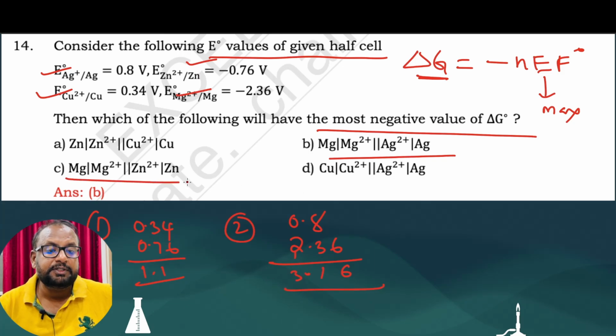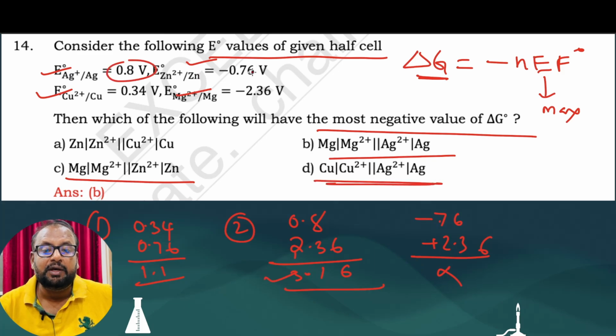So we'll talk about zinc and magnesium. Zinc is minus 0.76 and magnesium is this one, so this is plus 2.36. So this is going to be less than the 3. And for copper and silver, both values are very small, so we can't get it. So the answer for this question is magnesium and silver gives you the maximum E naught value.